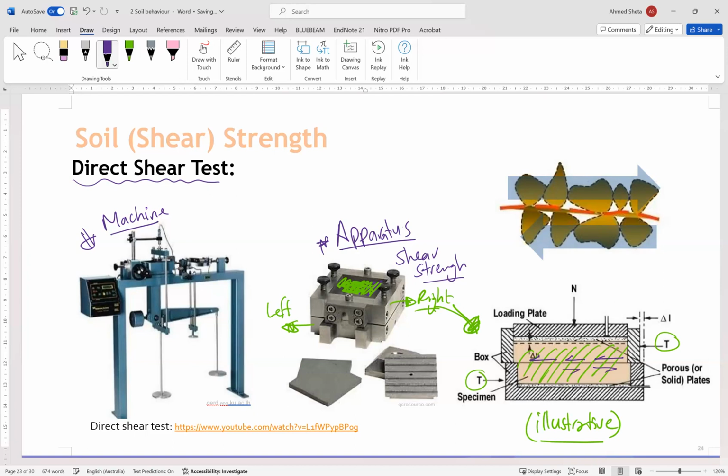And we apply a normal force from the top. So we have shear force and normal force applied on the soil, and using this test we can find the shear strength of the soil, tau. So this test helps us find tau directly in the lab.